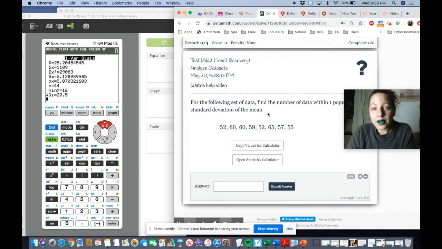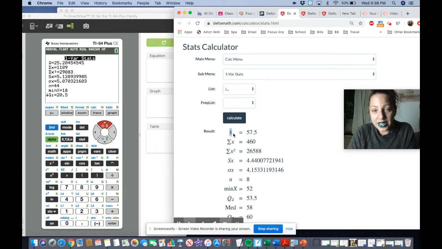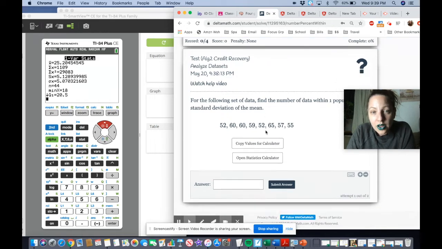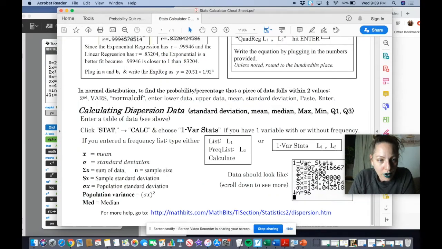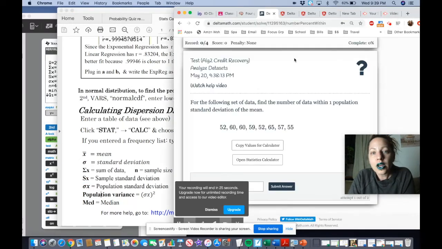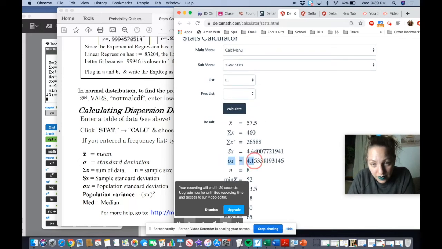Okay. Now here, this is going to be a little bit different because we're going to do that first. Remember that this symbol right here is the mean. So that's the average, all of the data, that would be like the middle of what it is, kind of. So that's the average, the mean. Now it asks us, find the number of data within one population standard deviation. So I go back and I say, what's a population standard deviation? It's this symbol right there.